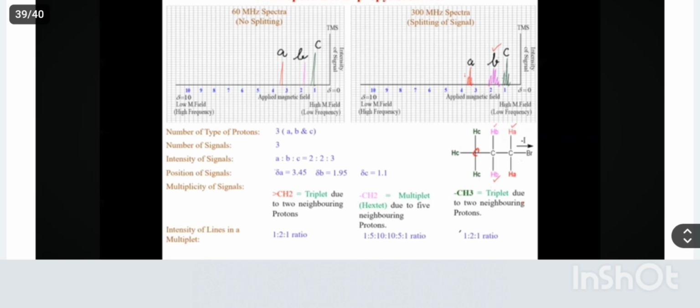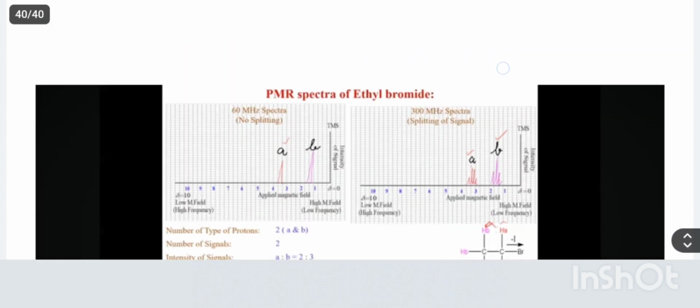PMR spectra of n-propyl bromide. Number of types of proton: 3, A, B and C. Number of signals: 3. Intensity of signal A:B:C is 2:2:3. Position of signal: delta A is equal to 3.45, delta B is equal to 1.95, delta C is equal to 1.1. Multiplicity of signal: triplet due to 2 neighboring protons, multiplet due to 5 neighboring protons, sextet, triplet due to 2 neighboring protons. Intensity of lines in a multiplet: 1:2:1, 1:5:10:10:5:1, 1:2:1.